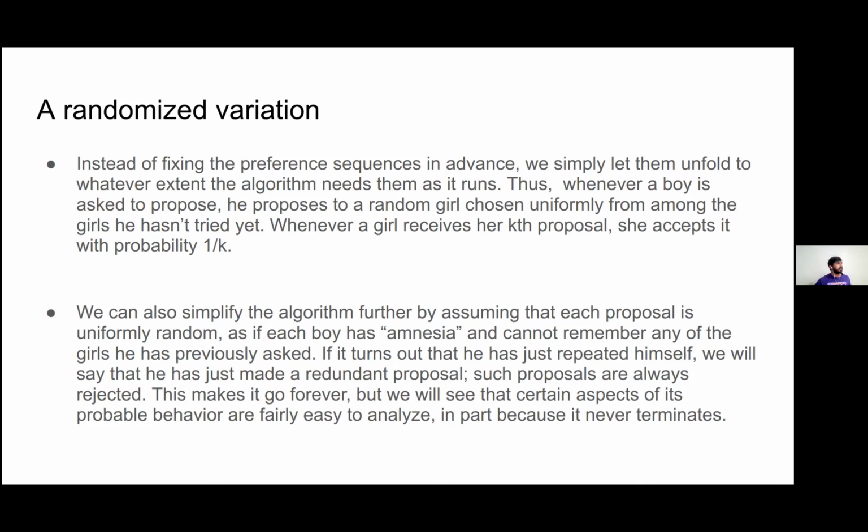In this case, we simplify the algorithm by assuming that each boy has amnesia and cannot remember the girls he has previously asked. So instead of keeping track of all the rejections he has gotten before, we just keep it running as many times as possible. When a redundant proposal is made, such a proposal is always rejected. So this algorithm may run forever because redundant proposals are made again and again. But we will see that certain aspects of this algorithm's probable behavior are fairly easy to analyze, in part because it never terminates.